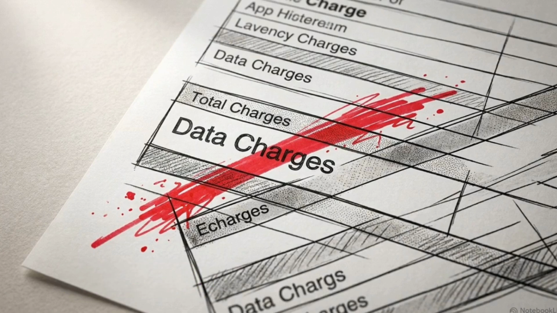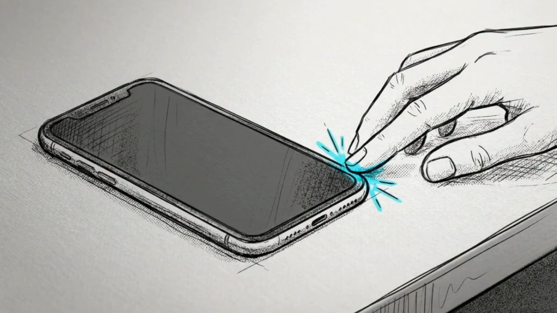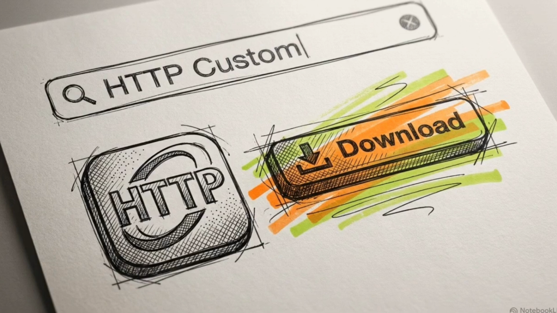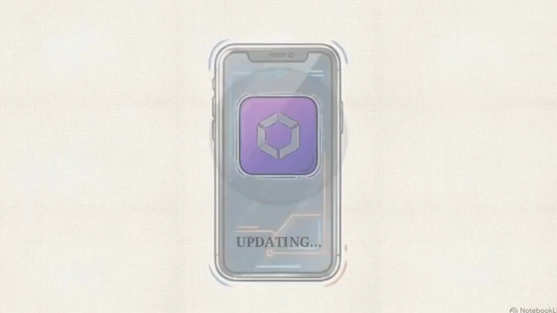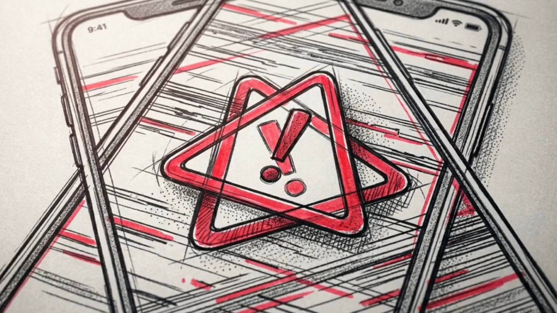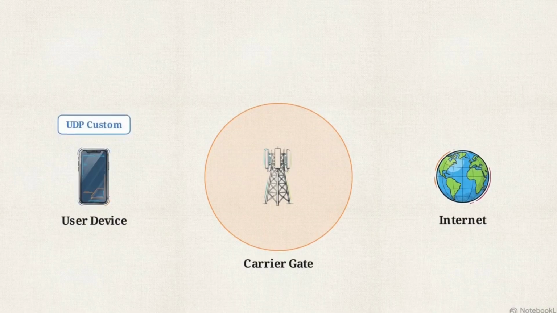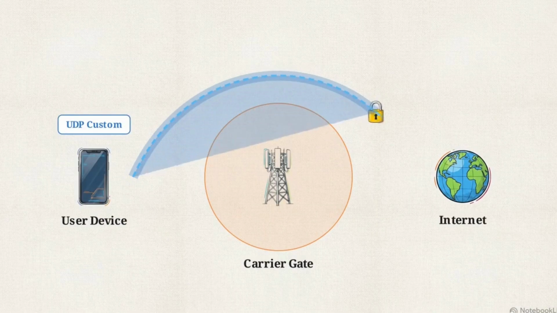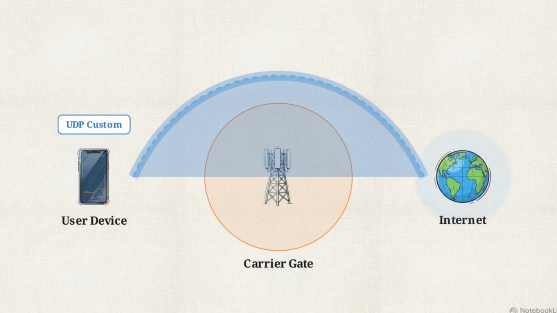dedicated data balance. To follow along, you need an Android phone and an application called UDP Custom, which is available on the Google Play Store. Before opening the app, ensure you have updated to the newest version. Older versions frequently suffer from compatibility issues that cause the connection to fail. By mirroring these specific configuration steps, the app can tunnel through standard carrier gates to access the internet.